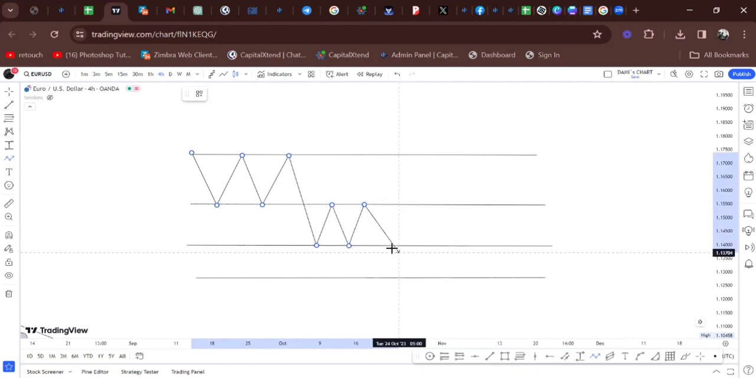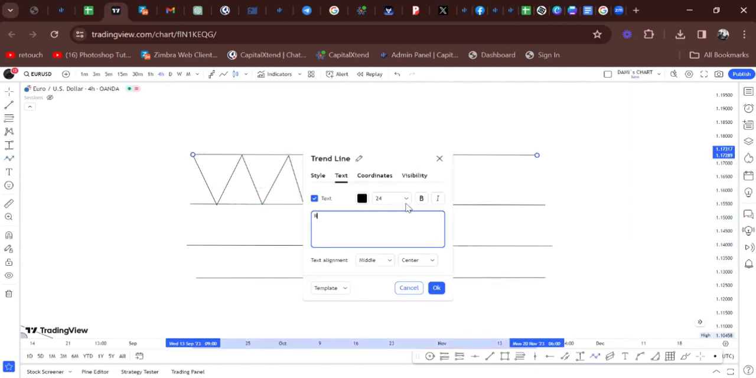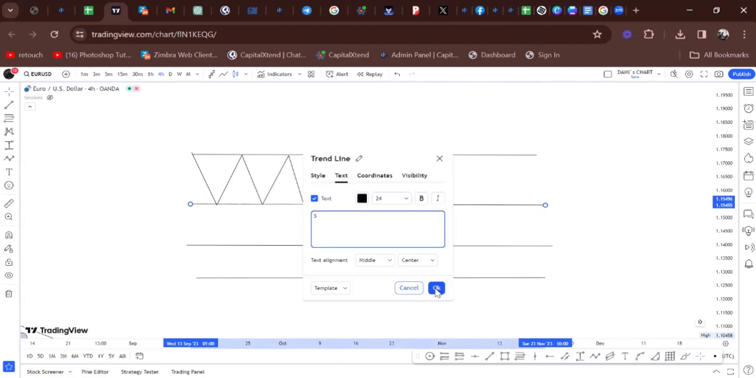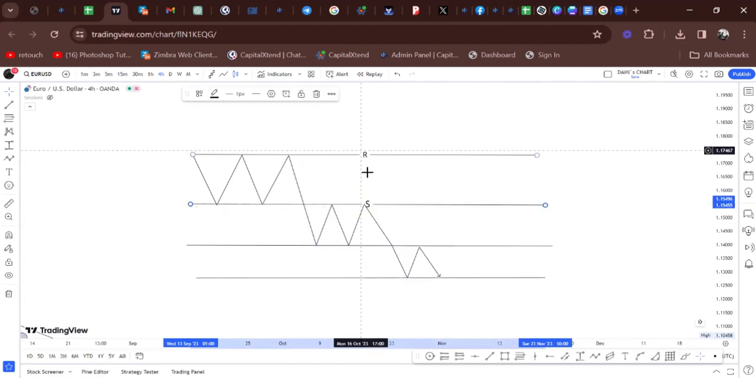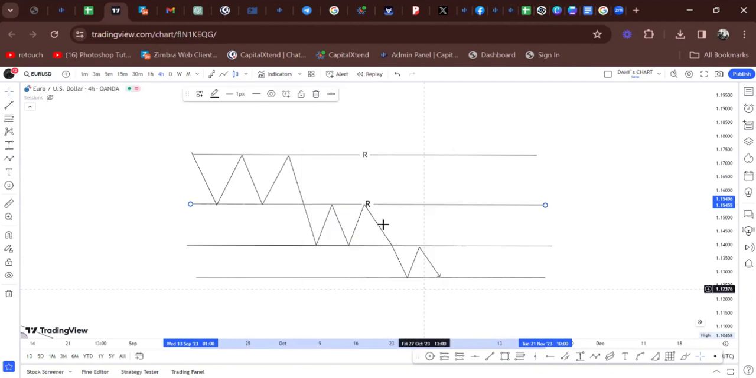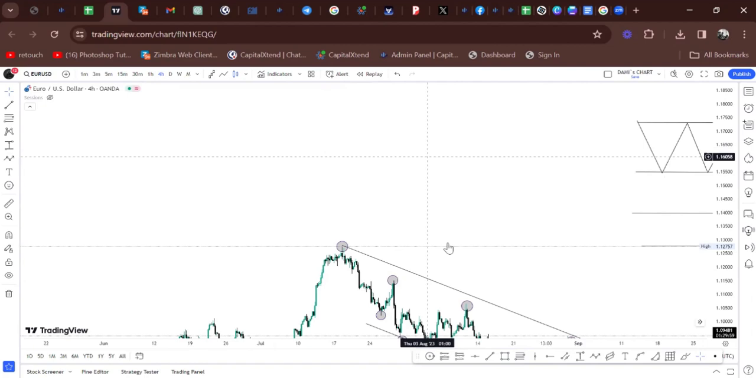And when it fails this new support, you have again this support here. Let me label it. So this is initially our resistance where price started selling from, right? And this is our support. Now, the moment this resistance fails and this support fails, your support becomes your new resistance automatically. Now, let me give you an example with a live chart.